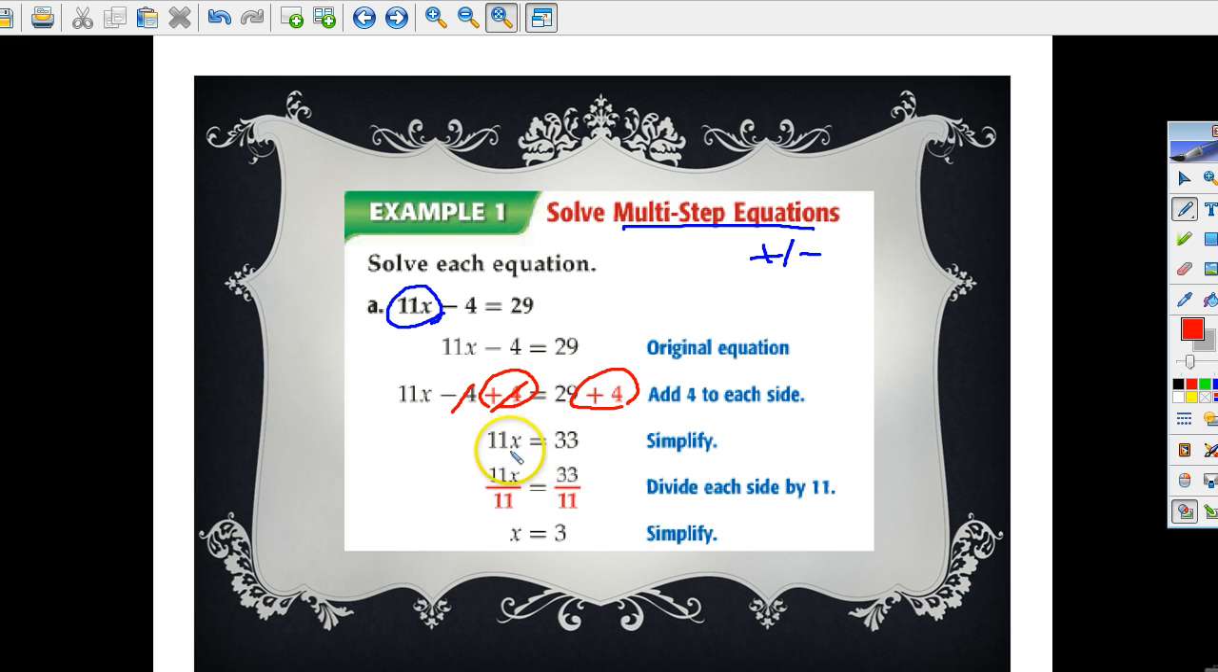This 11x means 11 times x. So the next step is to either multiply or divide by the same number on each side. In this case, it's 11. So we divide by 11 on each side. 11 divided by 11 isolates the x, so you have 1x. 33 divided by 11 equals 3. So your final answer is x equals 3.